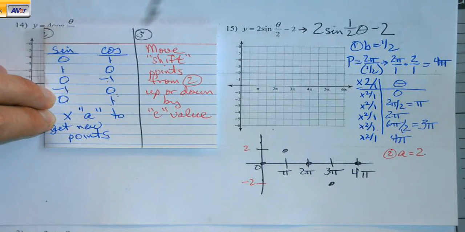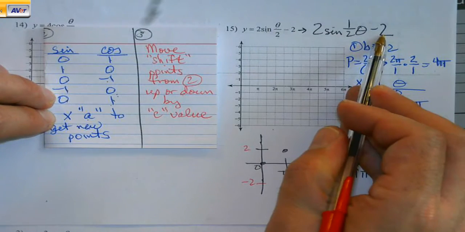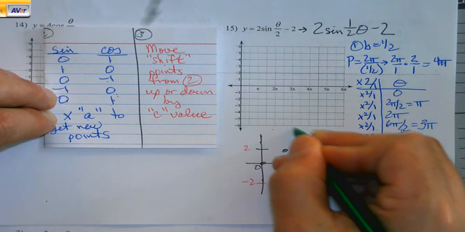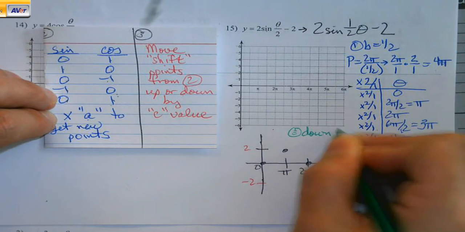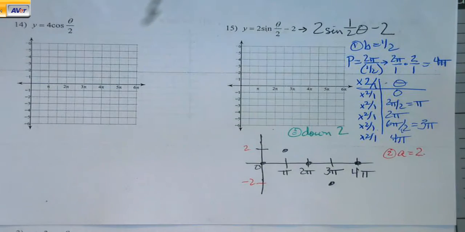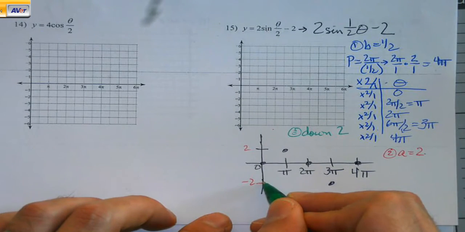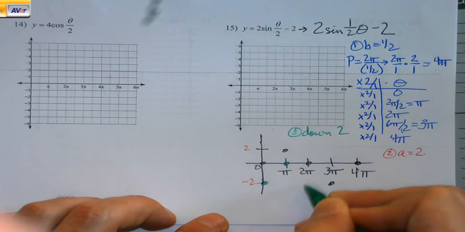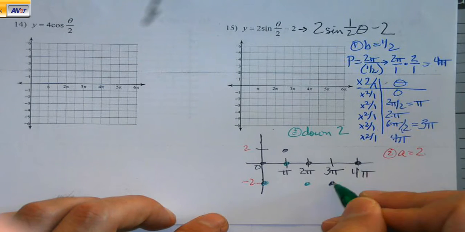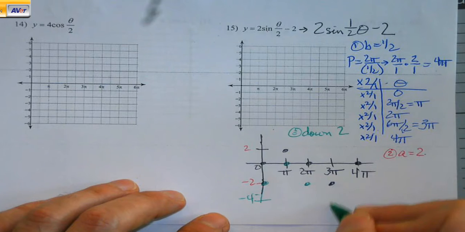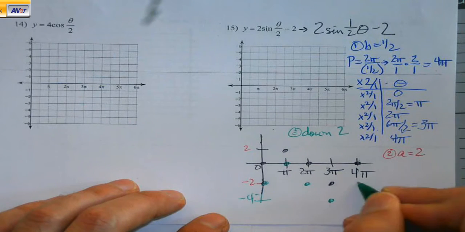But again, those are not my final points, because I have one last piece here to play with. And that is that we're going to be moving all of my points down 2, because that's what the C value tells me. So down 2, down 2, down 2. Ooh, here I got to go further. Down 2, down 2.